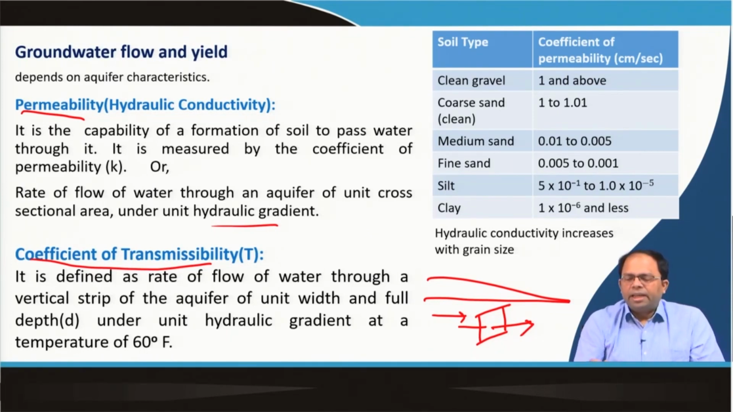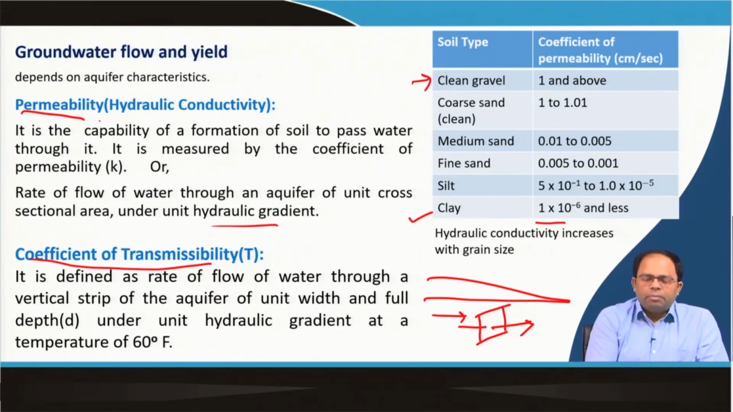So, we see that in case of clean gravel, the coefficient of permeability, which is given in centimeter per second, is around 1 and above. For coarse sand, it is about 1 to 0.01, medium sand 0.01 to 0.005. For silt, 5 into 10 to the power minus 4 to 1 into 10 to the power minus 5, and clay it is even less, 1 into 10 to the power minus 6. This is centimeter per second, the speed of flow inside clay. So, you can see that in clay it is difficult for water to move. In silt it is difficult, but in gravel and all it is much faster.